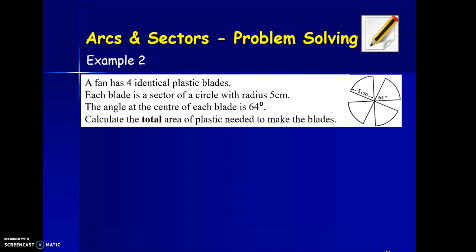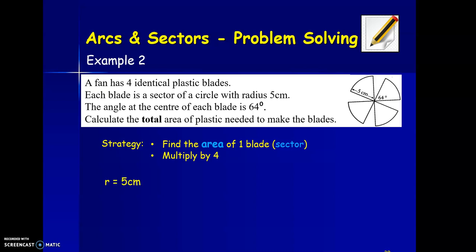Here's example number 2. So it's getting a little bit more complicated here. A fan has 4 identical plastic blades. Each blade is a sector of a circle with radius 5 centimetres. The angle at the centre of each blade is 64 degrees. We have to calculate the total area of plastic needed to make the blades. So we need to think about this a little bit more carefully. So our strategy needs to be find the area of one blade, so that's the area of one sector, and then multiply this by 4.